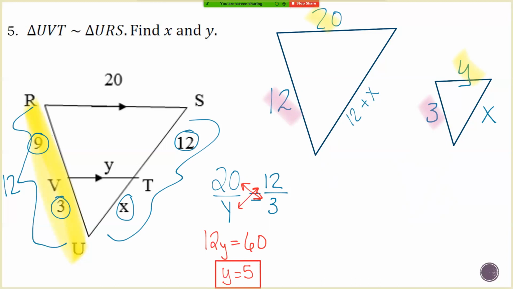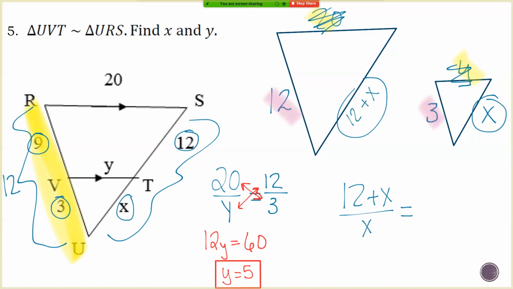To find the second one, we're going to do the exact same thing we just did, except we're not going to use the 20 and the Y. We're going to use the 12 plus X and the X. So the big triangle was 12 plus X divided by X. And again, I'm going to use that 12 over 3 all over again.